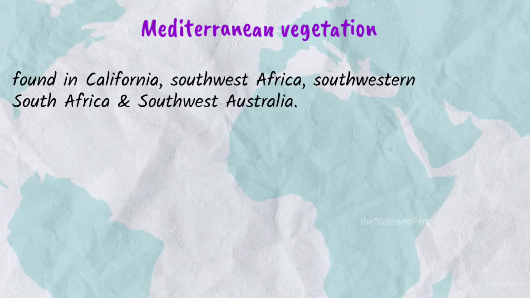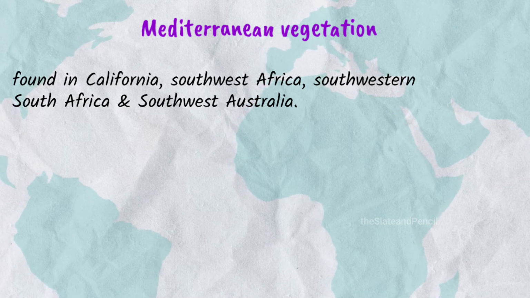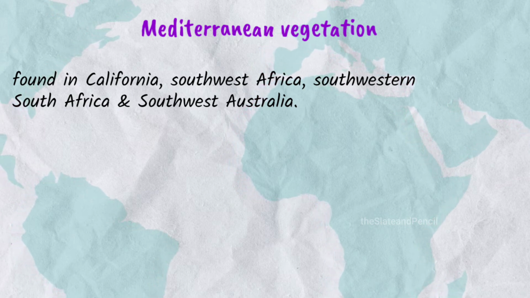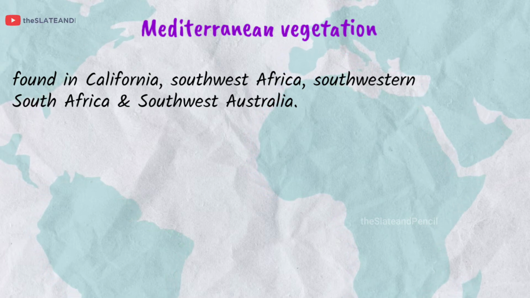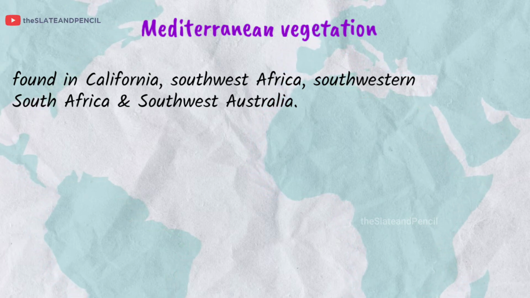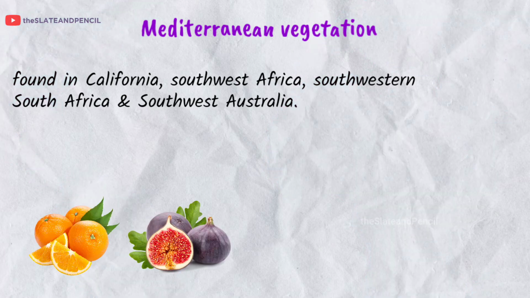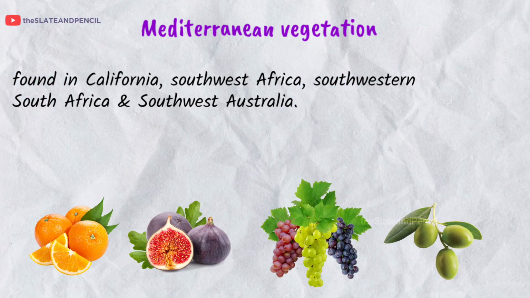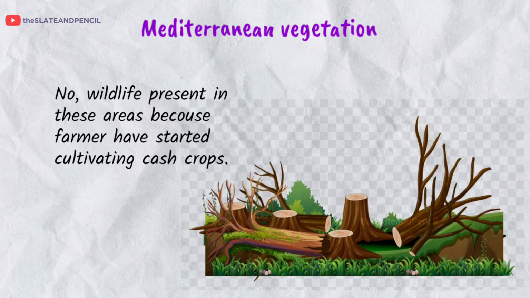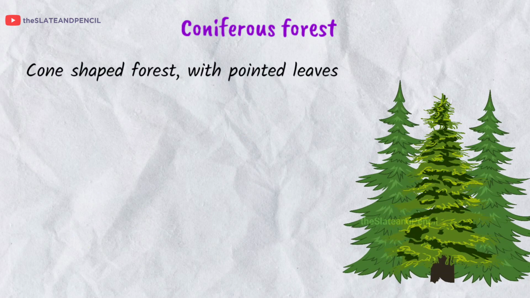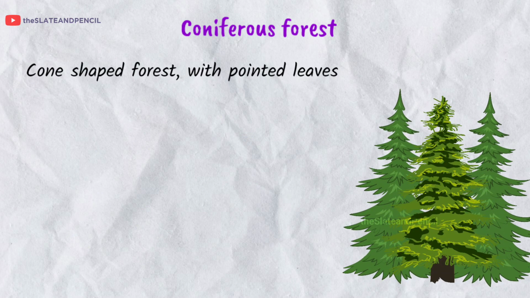This vegetation is also found outside the actual Mediterranean region in California in USA, Southwest Africa, southwestern South Africa and Southwest Australia. Citrus fruits like orange, fig, olives and grapes are grown here. There is no wildlife present in these areas because local farmers have removed the natural vegetation for producing their own crops. Coniferous forest. Coniferous forests are cone-shaped.